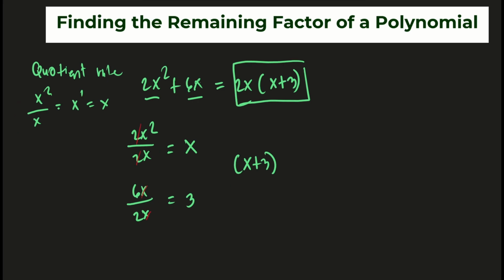To check if our factorization is correct, we're going to use the distributive property. 2x multiplied by x would give you 2x squared. And then 2x multiplied by 3 would give you positive 6x. Observe, they are the same. Therefore, our answer is correct. Okay?